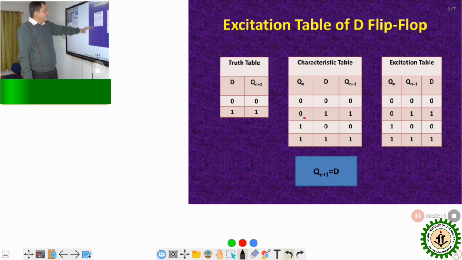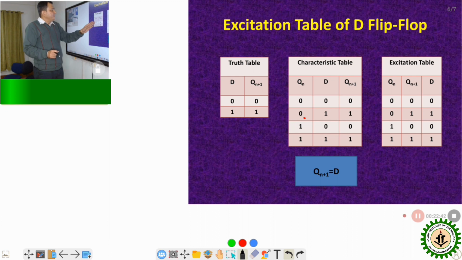We know in case of D flip flop, instead of 4 combinations, we have only 2 combinations, because the inputs are swapped with an inverter. That means we are not able to give 0 0 and 1 1 combinations in the inputs. So when D is 0, Qn plus 1 is 0. When D is 1, Qn plus 1 is 1.